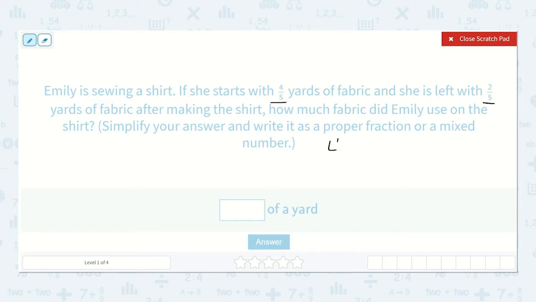So if she starts with 4/5 and she ends up with 2/5, we can subtract those 2/5 to find out how much she used. So 4 minus 2 is 2. And our fifths stay the same because if we have 4/5 and we take away 2 of those fifths, we'll still have 2/5 left. So 2/5 of a yard.